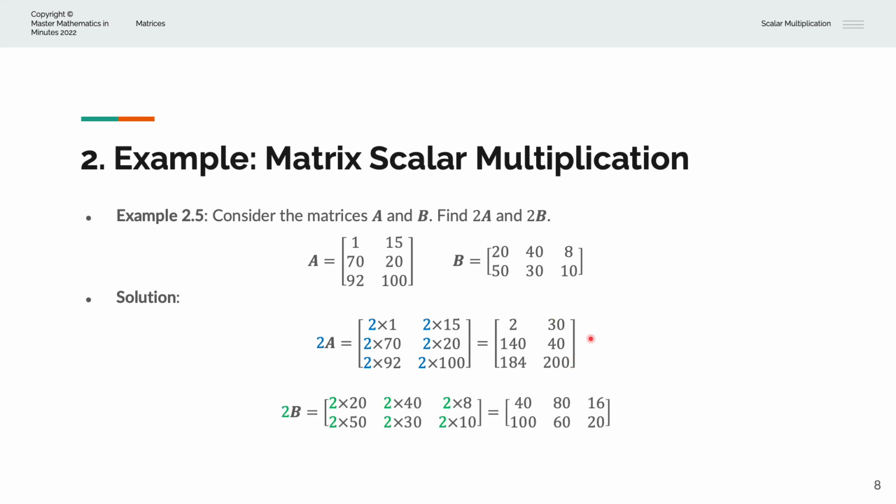To find 2B, we'll apply the same approach. So the first entry is 20, we'll multiply that by 2. The second entry is 40, we'll multiply it by 2. And 2 times 20 is 40, and 2 times 40 is 80, and so on. So by following the same approach, we're able to populate the entire matrix 2B.